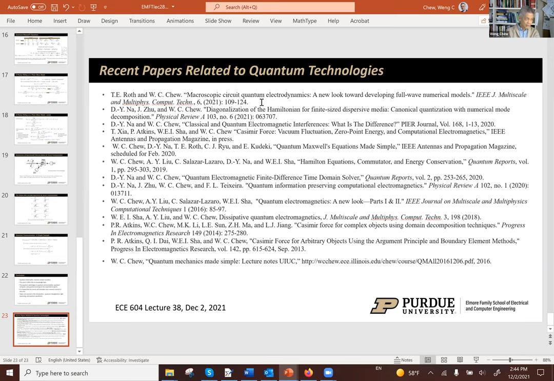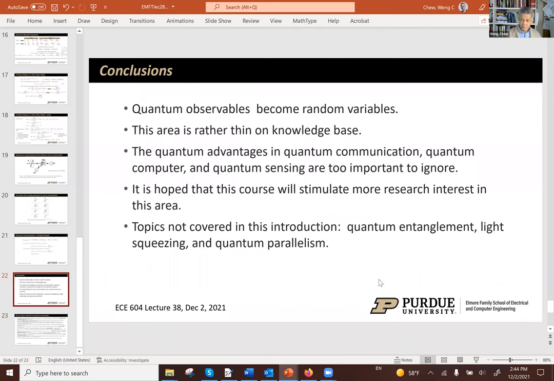I feel that because this field is relatively young, people did not believe this concept until after 1982. And few people solve quantum Maxwell's equations. Everybody solves classical Maxwell's equations, okay? So hopefully, if we have enough knowledge base, we can design a quantum computer like we have designed a classical computer.